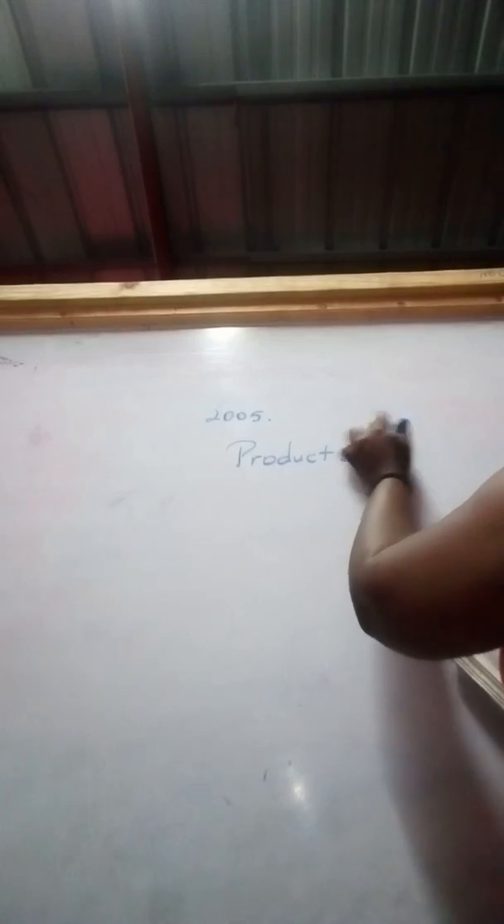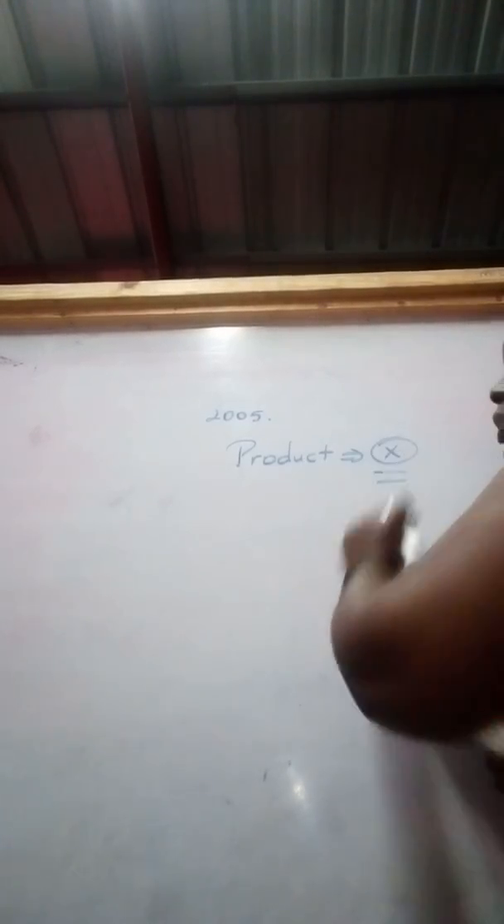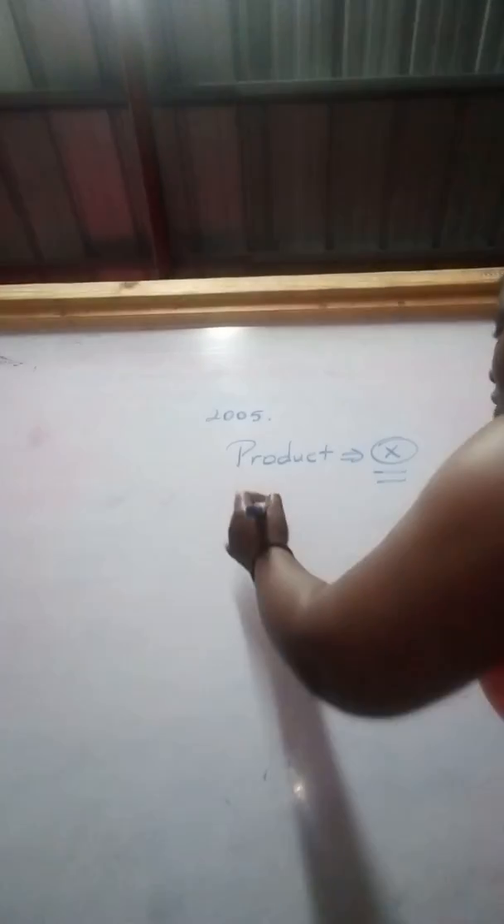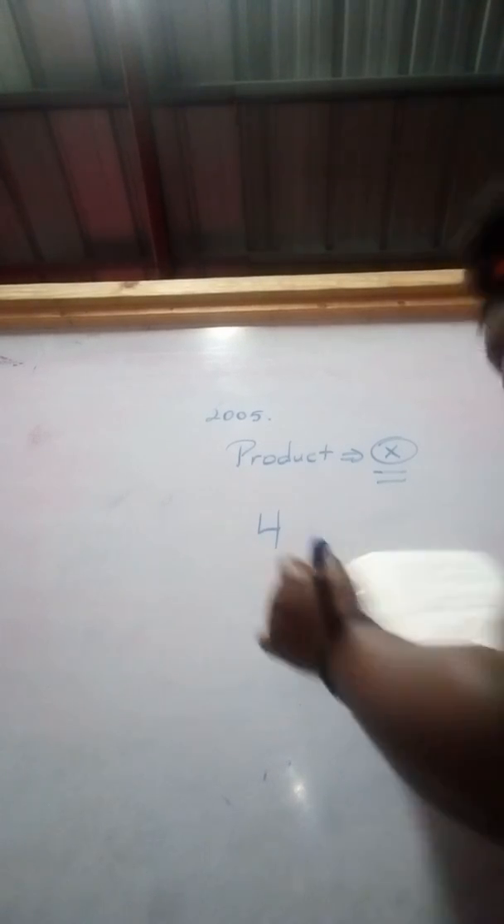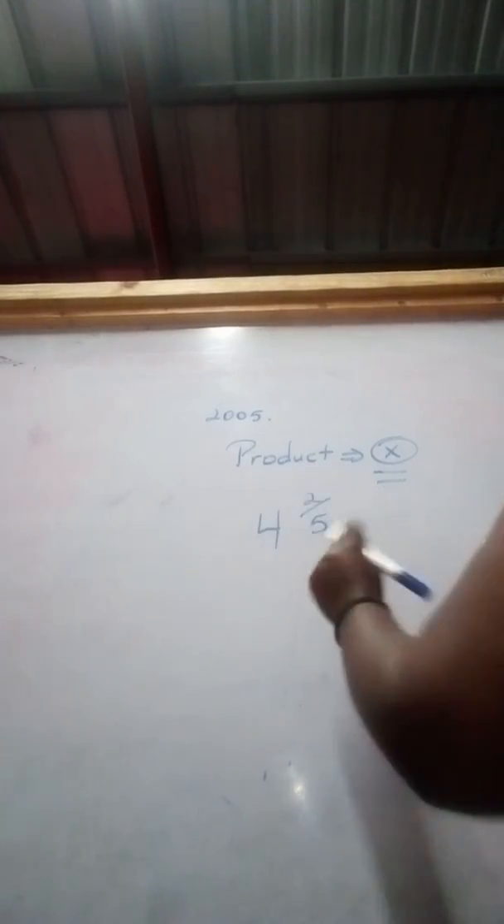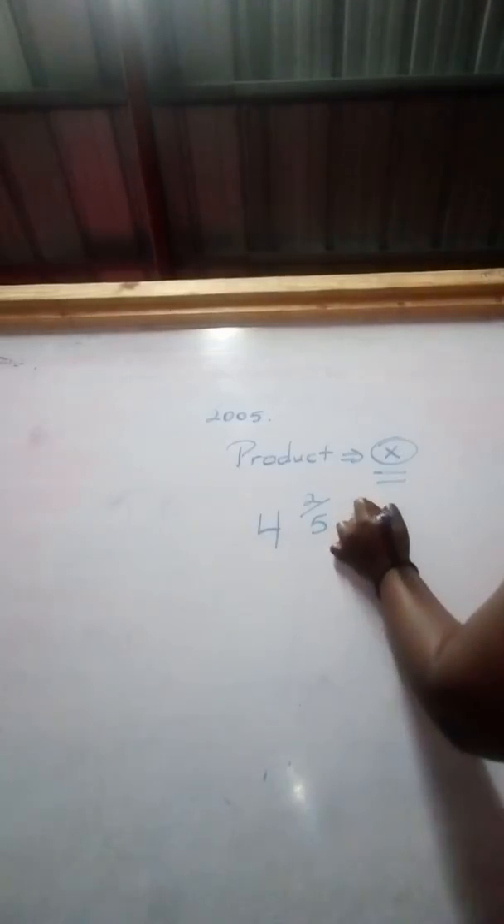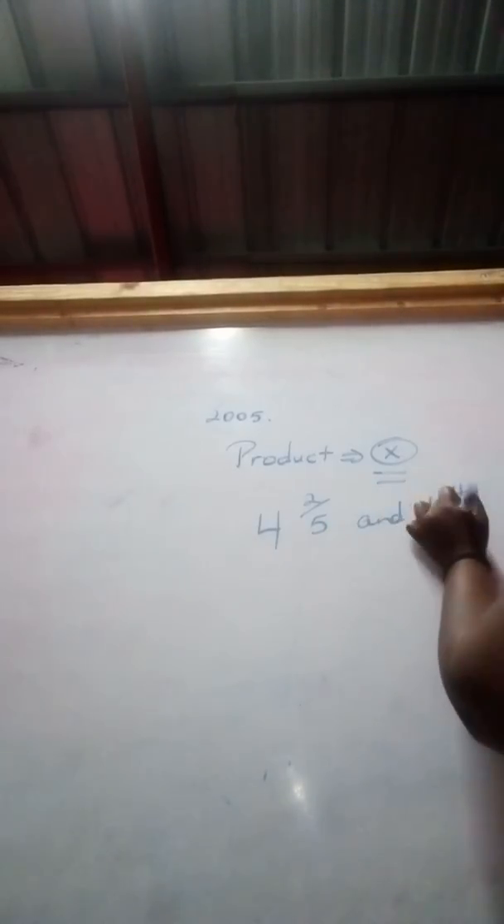In 2005, another question came and they told you to find the product. And remember, product means to do what? Multiply. Product means to multiply. Clue words. Once you see the word product, you know you have to multiply. So we had 4 and 2/5. Find the product of 4 and 2/5 and 1 and 4 over 11.